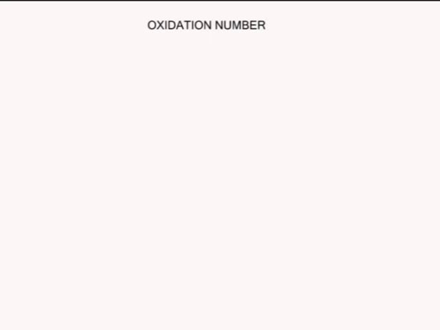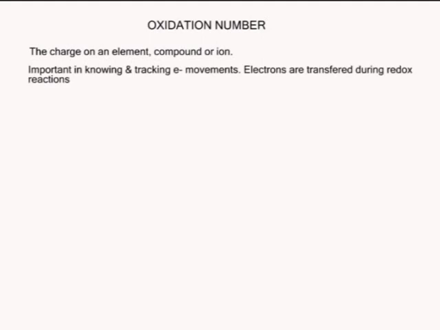Oxidation numbers. Now you and I know that oxidation number is simply the charge that an element, compound, or an ion carries. This is important. Why? Because it helps us know and keep track of the electrons' movement in redox reactions. When redox reactions occur, electrons are transferred, charges change, and the oxidation states of involved substances change as well. But just how do we tell the oxidation states and numbers of substances? There are simple rules that will guide you to do this.